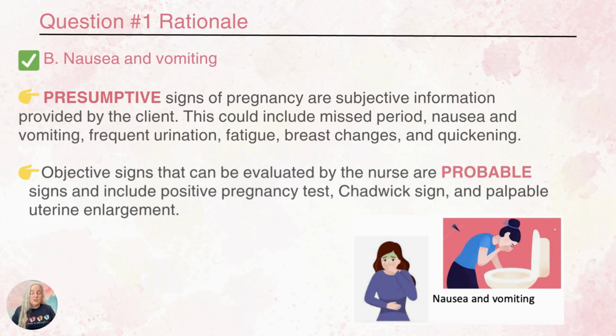The other options for this question were all objective signs. These were all things that could be evaluated by the nurse. Objective signs are considered probable signs of pregnancy, and probable has an O in it to remind us that these are objective findings. So for this question, the objective options were positive pregnancy test, Chadwick sign, and palpable uterine enlargement, which are all things that the nurse could assess.